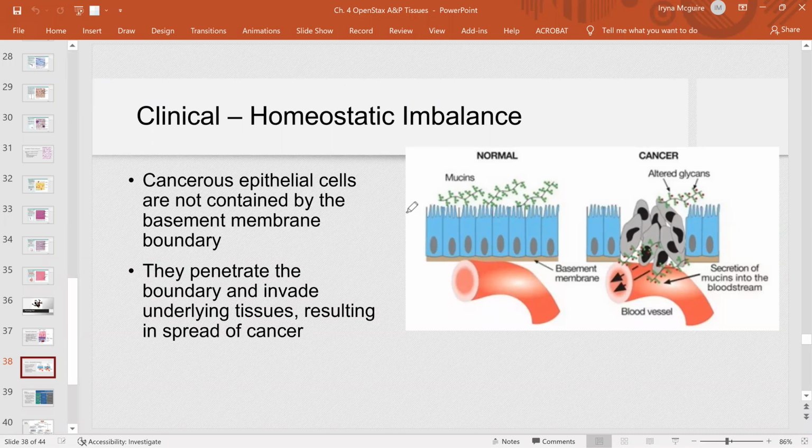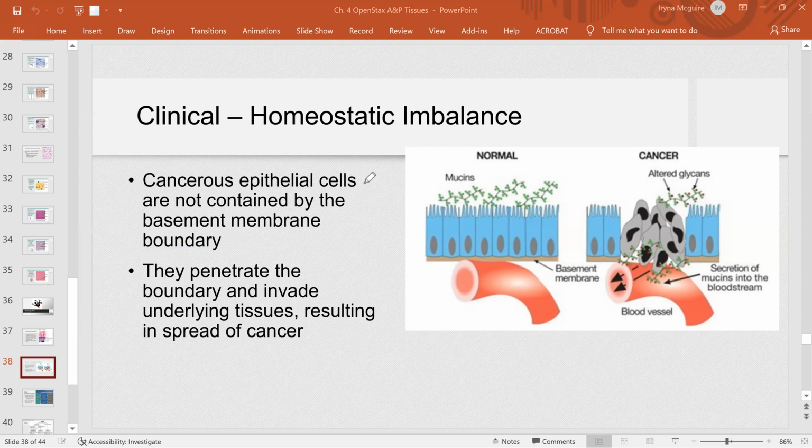Now, if you see here your normal cells, epithelial cells, they're sitting on a basement membrane, right? And epithelial tissue is avascular. So that means we don't have blood vessels where we have epithelial cells, but underneath we have connective tissue, right? So that's our connective tissue, and we have blood vessels. So your normal cells actually have this boundary, basement membrane, right? So they stay in an area where it's supposed to be.